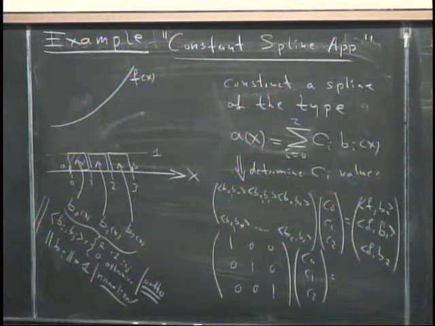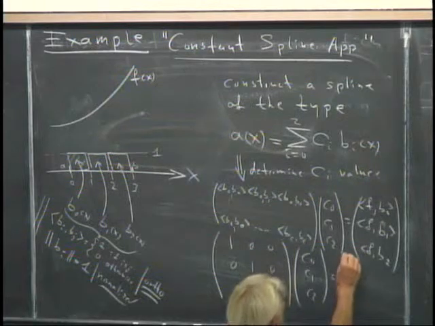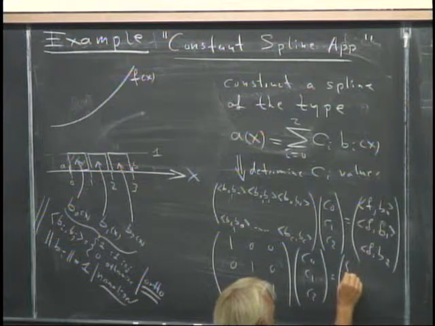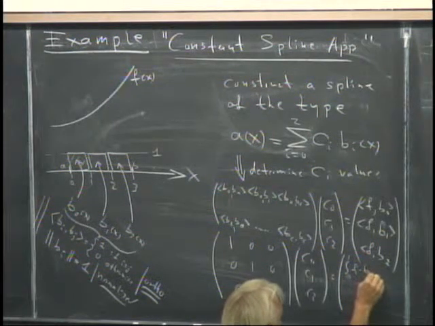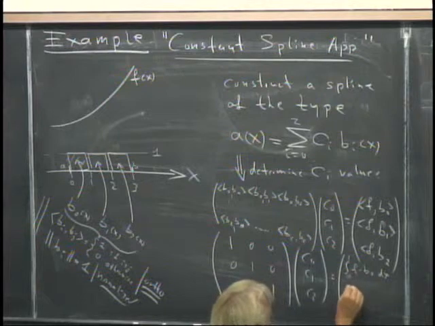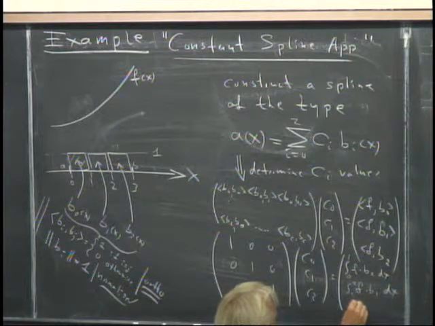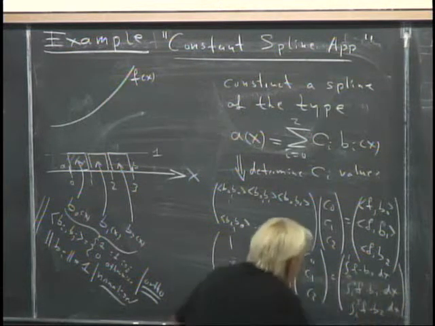The function f is an arbitrary function, right? F is anything, so I cannot make any assumption there. So I really have to write down what it is. The first inner product will be the integral from 0 to 1 of the given function f times basis function 0 dx. The second inner product will be the integral from 1 to 2 of the given function times basis function b1 dx. The last inner product will be the integral from 2 to 3 of the given function times basis function 2 dx.